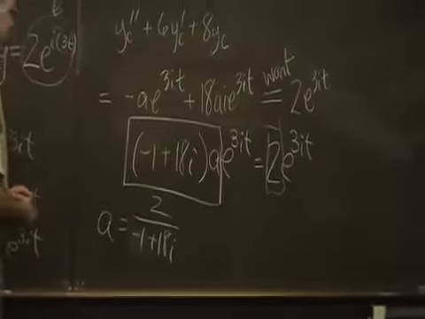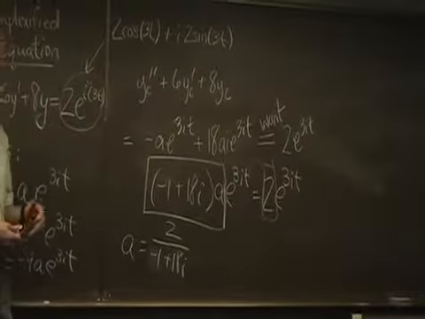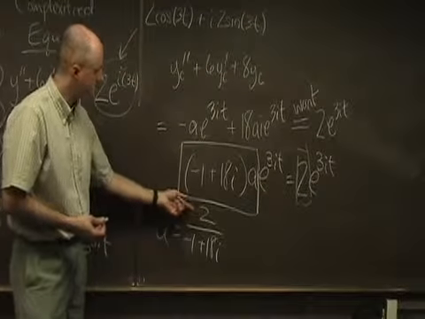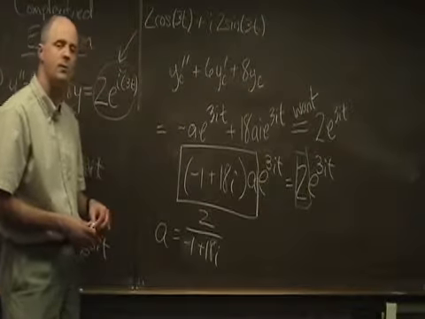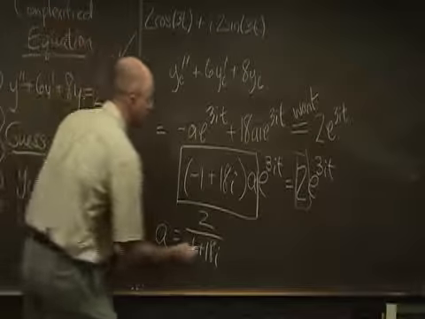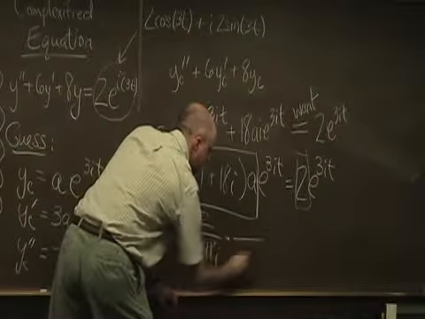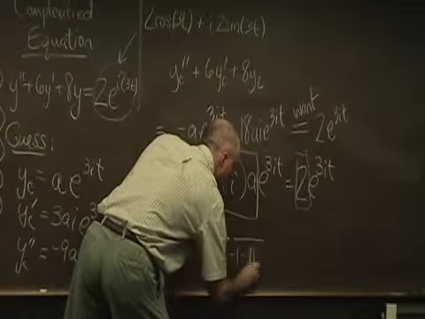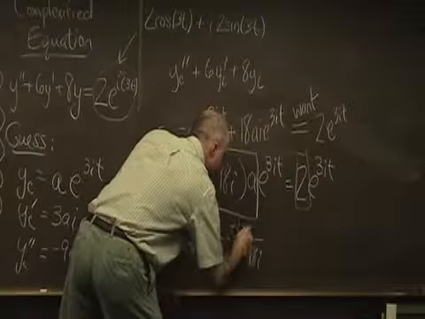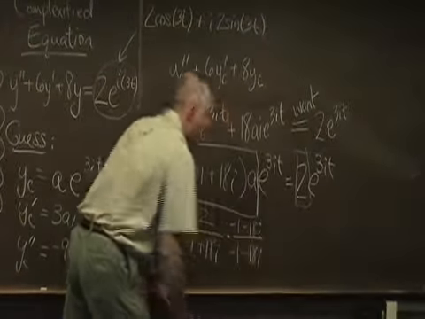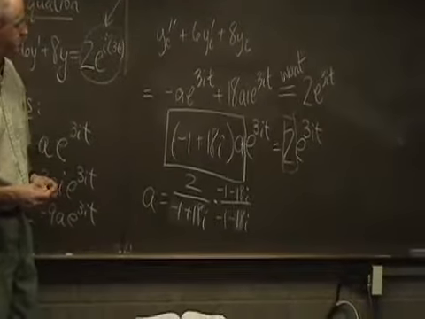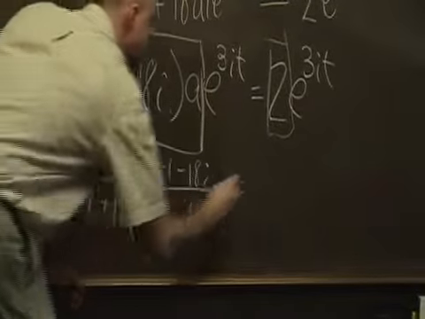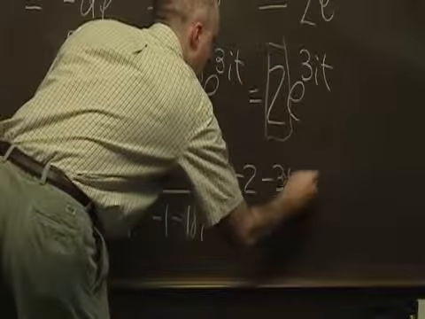In order to make this useful for us, we want to write this in standard form. This is really a division of complex numbers, 2 divided by the complex number negative 1 plus 18i. The trick of multiplying the numerator and denominator by the complex conjugate of the bottom will convert it to standard form where the i is on the top. On the top, I get negative 2 minus 36i.